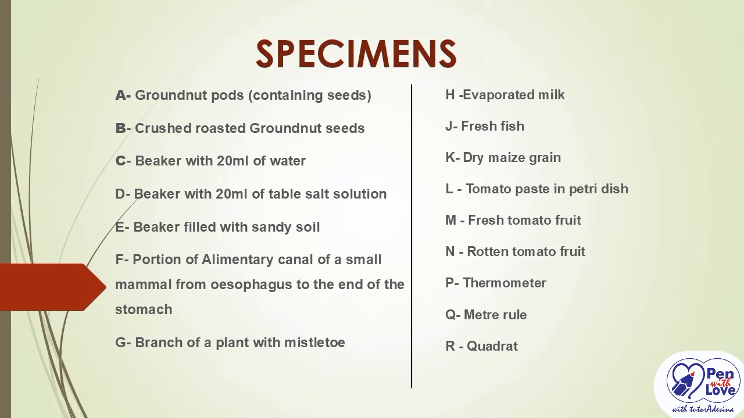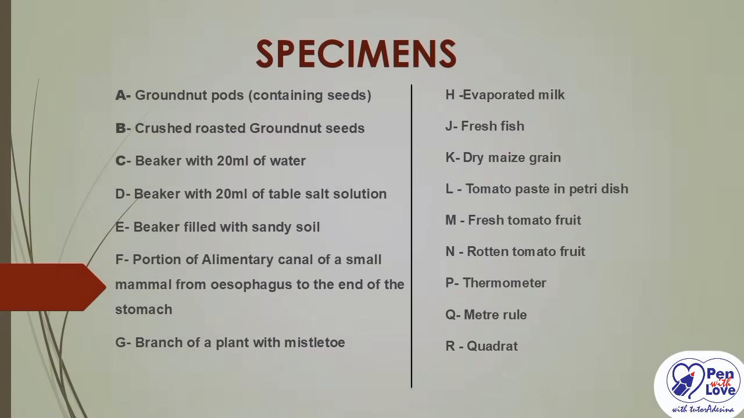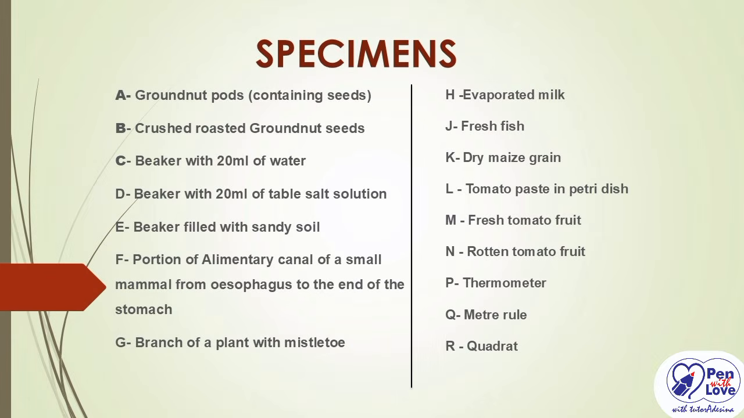And I want to guarantee you, if you practice all these things very well, watch from the beginning to the end, and you pay attention, you are going to have a very easy examination when it comes to biology practical. Looking at the specimen given to us, we have specimen A to R, excluding some alphabets like I. Now, let's look at those specimens one after the other.